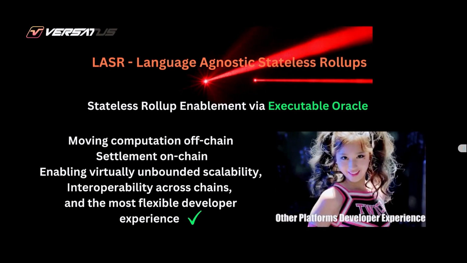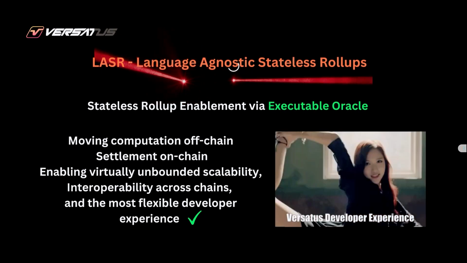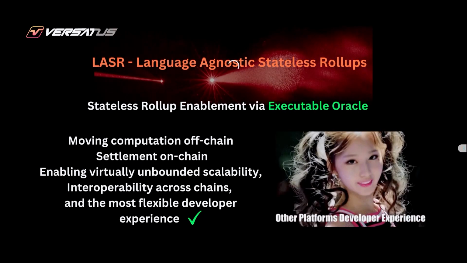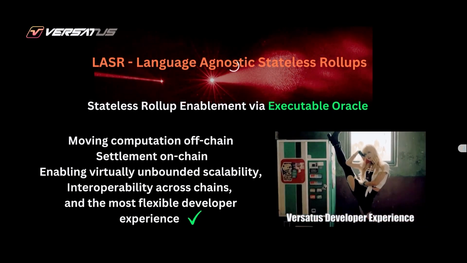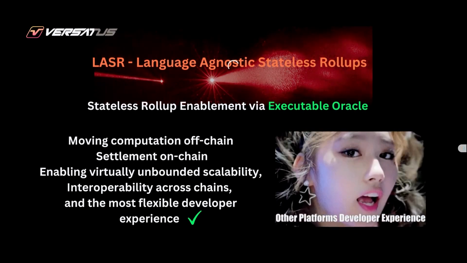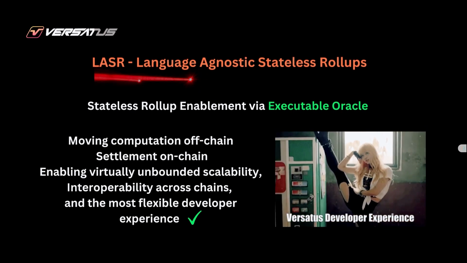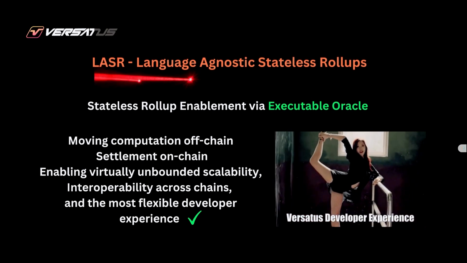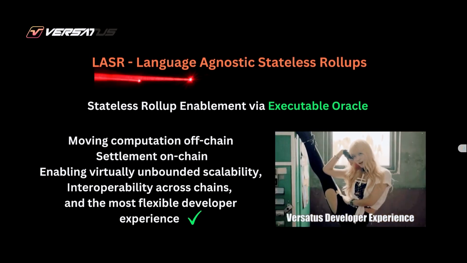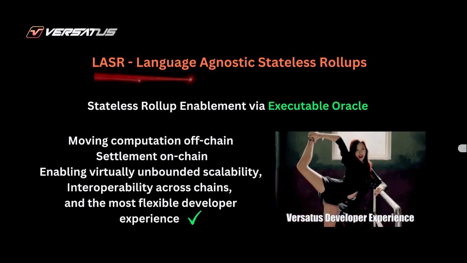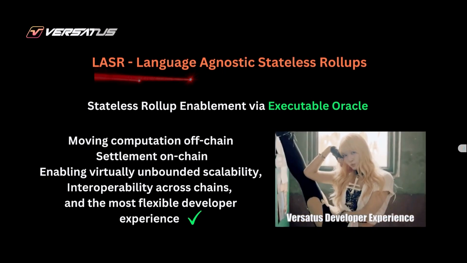Moving on to the second part of what Laser entails, it includes the stateless rollup component. This is enabled by something novel to the Versatus technology called the executable oracle. At a very high level, it operates like the rollups you guys are familiar with, that take computation off-chain and then bring the settlement on-chain to help with the bloating, latency and throughput on the base settlement layer. But with the Versatus stateless rollup, it also enables interoperability and, most importantly, the best, most flexible developer experience.